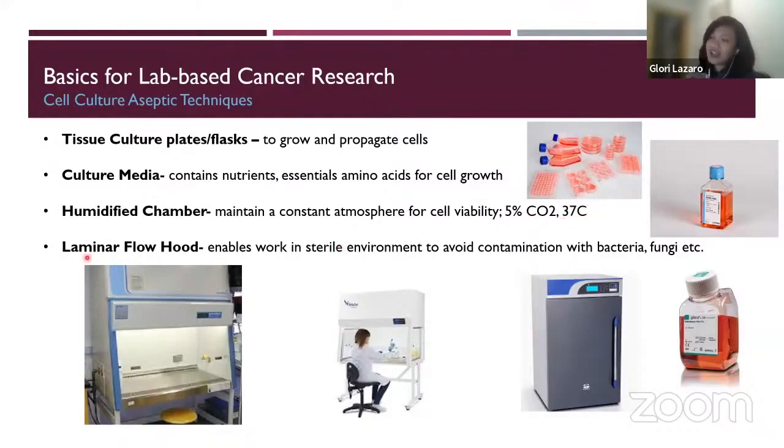And then finally, you need to know how to work with these cells to keep them sterile. You need some kind of laminar flow hood. I'm sure you've seen this in movies, the sci-fi movies, where people work with these gloves and things like that. This enables you to work with these cells in a sterile environment, to avoid any contamination with bacteria, fungus, yeast, and things like that.